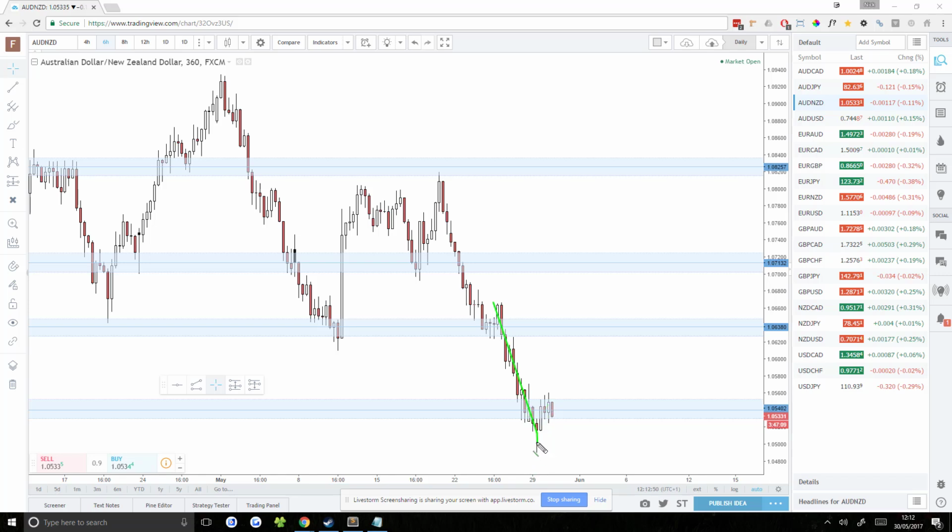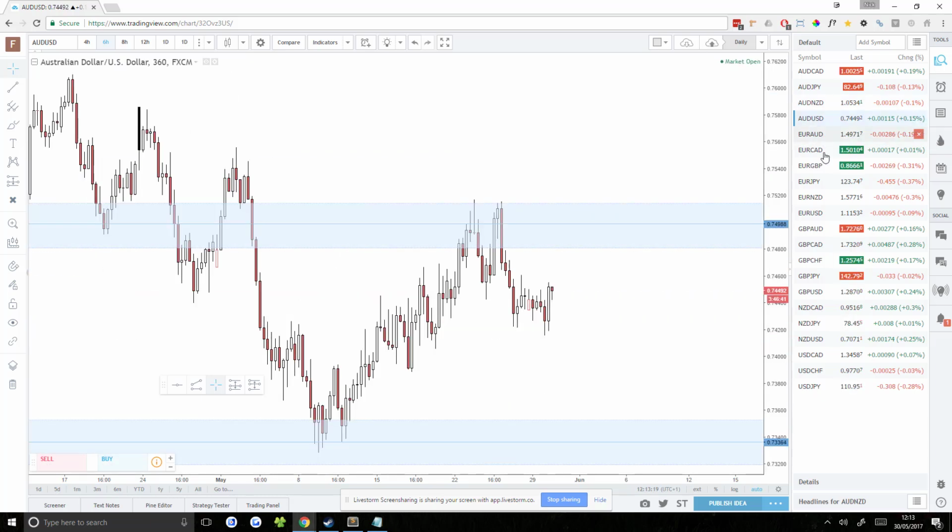So it's broken below the support area. Support looks like it may have become resistance, and now it could be bouncing away. So this could be a continuation down. It's just very messy at the moment. So there's nothing that I would really want to trade here.